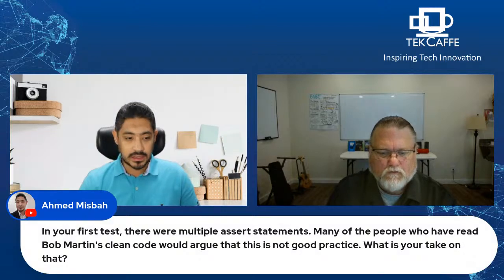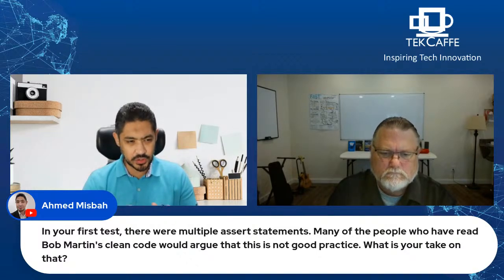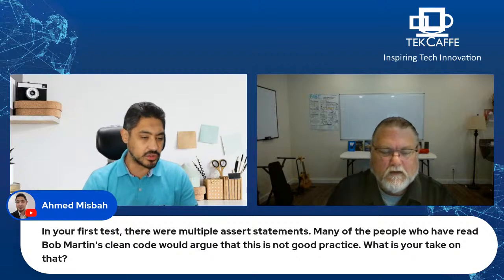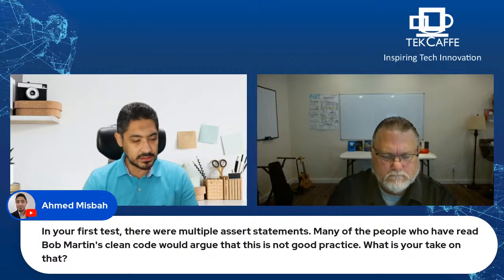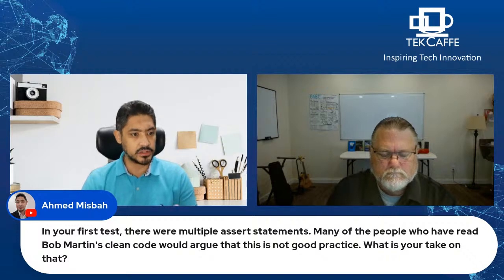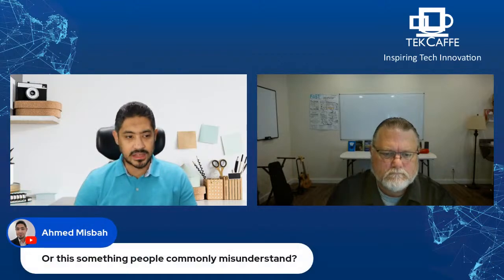Okay, so I have one last question, and I think some people who have seen the first test might ask this question. This is something that people commonly misunderstand. They've seen multiple assert statements, and if someone has read Bob Martin's Clean Code book, they would argue that Bob Martin says a single assert statement is the recommended practice. So what is your take on that? Is that true? Should we have just one assert statement, or is this something people commonly misunderstand?